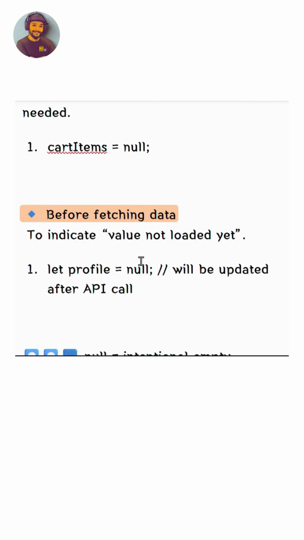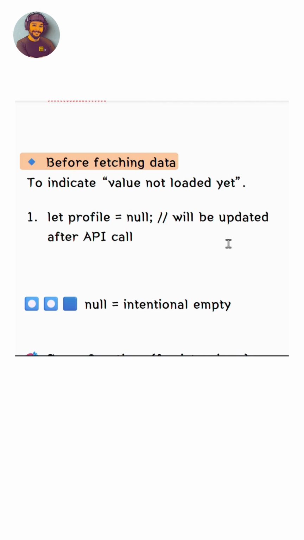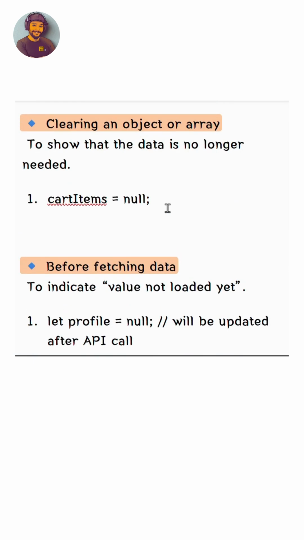The third possible case is before fetching data, to indicate the value is not loaded yet. Assume that the user has set a profile, but we want to wait for the API to update. Until the API updates, we set let profile = null. It means the value is not loaded yet. So these are the main possible cases where we can use null.